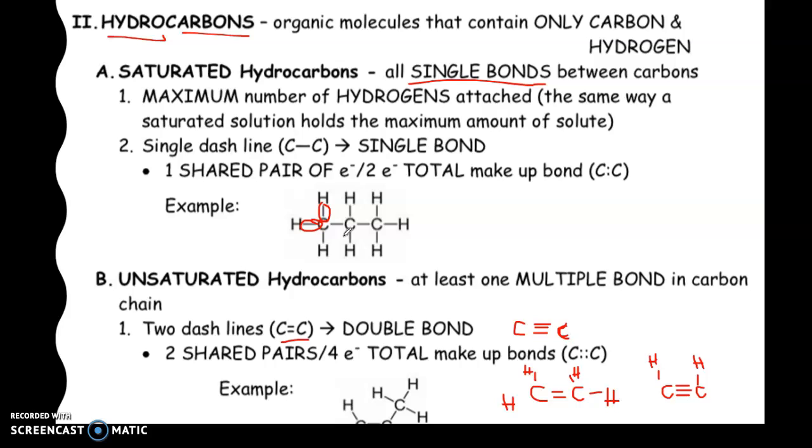Now, unsaturated hydrocarbon means that we have at least one multiple bond within the carbon chain. So that could either be a double bond like you see right here, meaning we have 2 dash lines instead of one, or it could be a triple bond like we have over here where you have 3 dash lines instead of one once again.